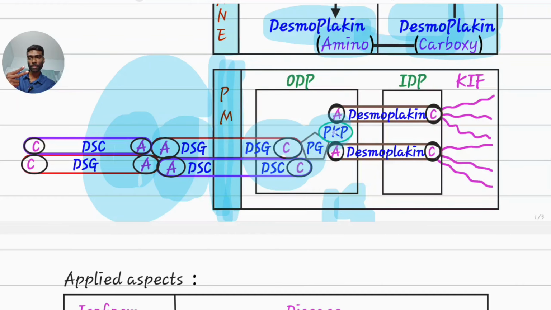Now carboxy terminus of first family binds to second family, plakoglobin, plakophilin. Second family goes and binds to third family, desmoplakin amino terminus. These all are present in outer dense plaque. Now we will go to inner dense plaque, that is deep inside the cell, away from plasma membrane, which contains only carboxy terminus of third family, that is desmoplakin. Here you can see clearly carboxy terminus binding to keratin intermediate filament.